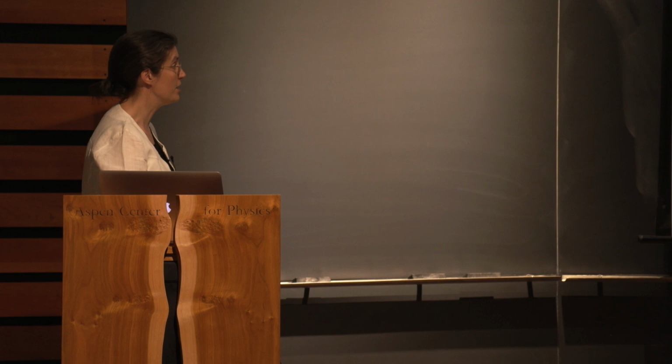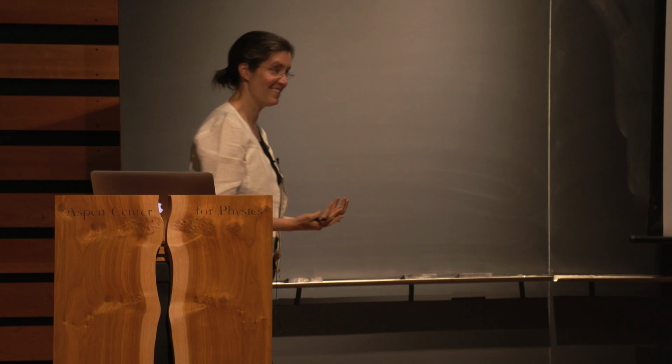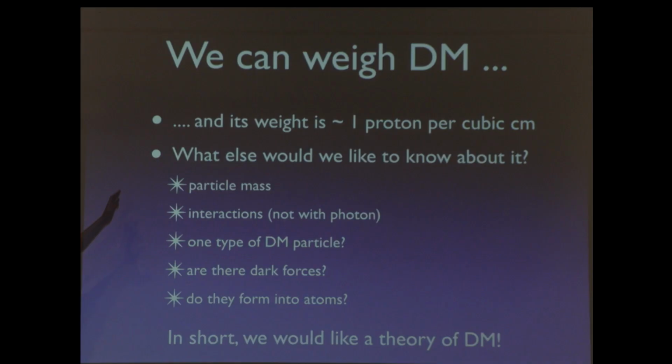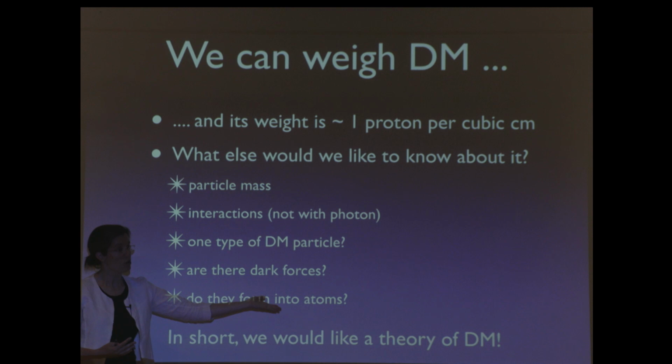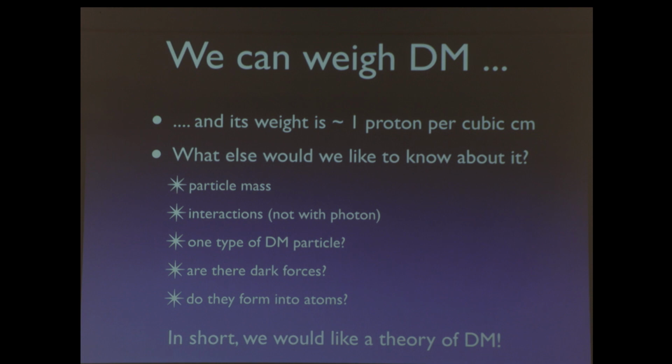But of course, we're scientists, we would like to be able to characterize it. We would like a theory, a mathematical theory, to describe it. So just to give you some of the most basic things, we'd like to know what the mass of this particle is. Is there more than one? Does it have some interactions, not with the photon, but with some other new forces that the dark matter may interact with? As I said, is there only one type of dark matter particle, or are there many? Are there dark forces? Do they form into structures like atoms? We don't have answers to any of these questions, and we'd like to understand what the underlying theory of dark matter is.